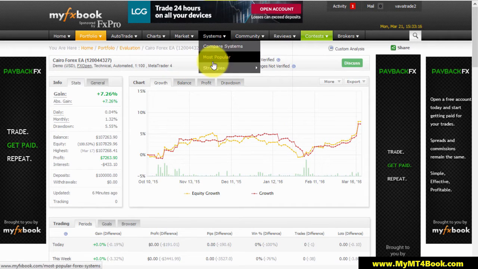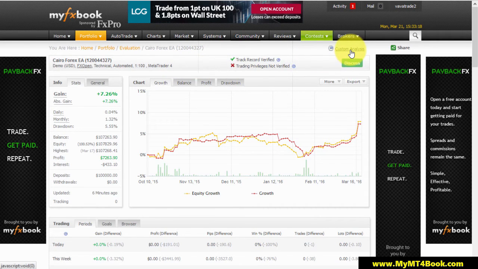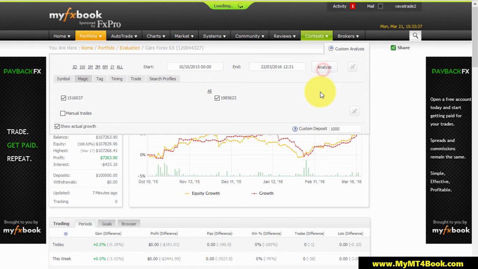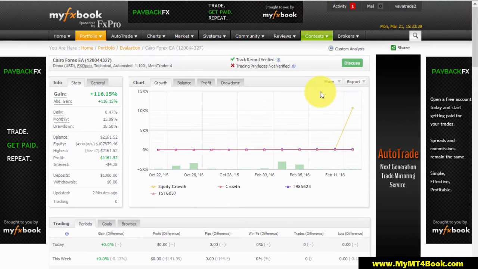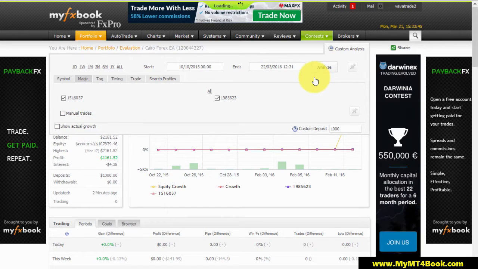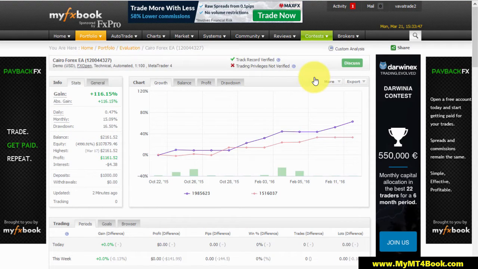But what's changed is that if I go to custom analysis and magic number, I don't see that huge list of magic numbers. So this allows me to easily select only those magic numbers that I want to appear on my trading record. Here we go. Sorry, I just need to unselect show actual growth. Here we are. So those are my two trading strategies with the colors that I've chosen.